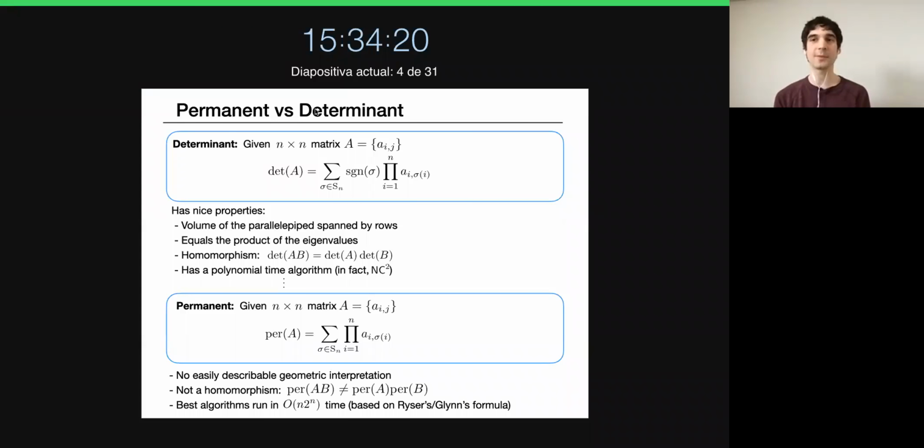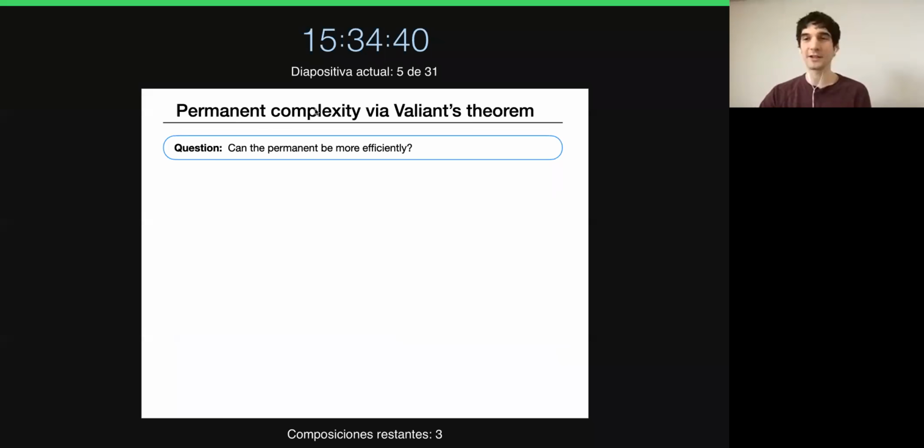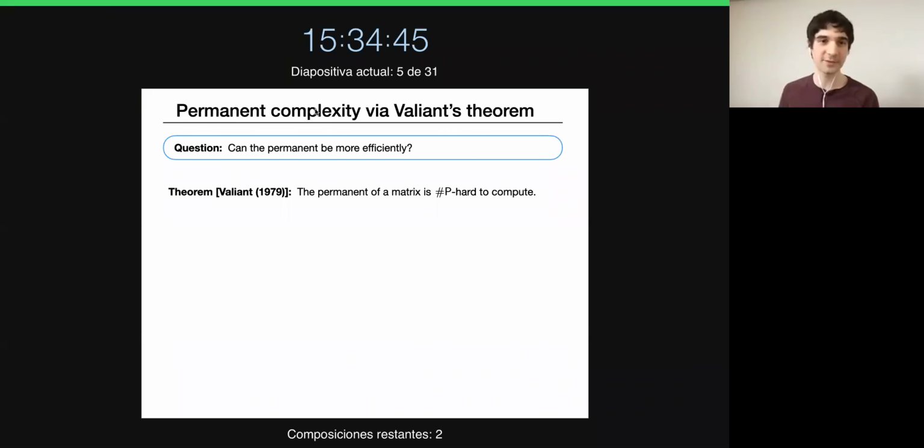And that's not to say that the permanent is not a useful function to compute. In fact, we'll see later that in order to accurately predict certain physical systems, you actually need to compute the permanent. So it definitely does come up. And there's this unpleasant thing where we can't seem to compute it more quickly. So a natural question is, can you actually compute this thing faster? Most of you probably have run into this before. The answer is probably not, due to a theorem by Valiant in 1979, which said that the permanent of a matrix is Sharp-P hard to compute.